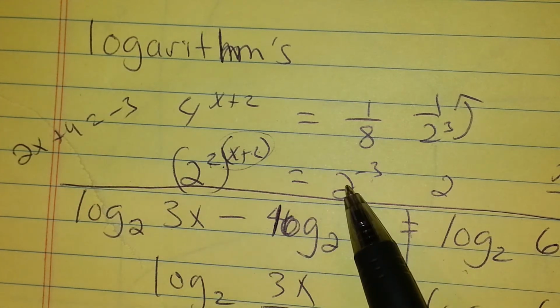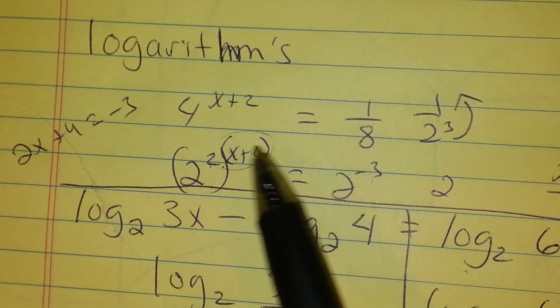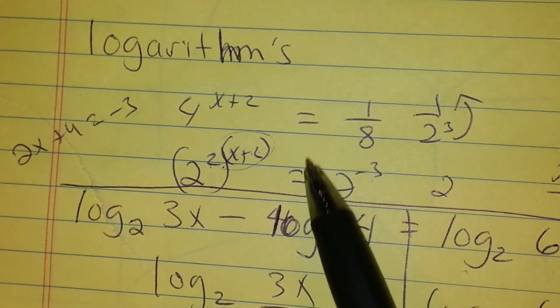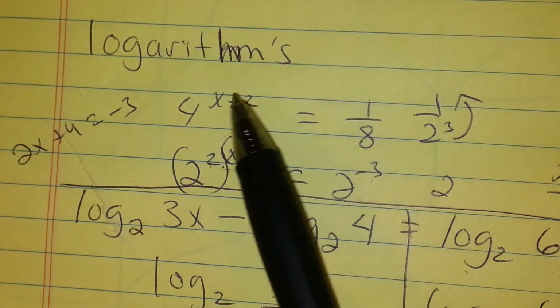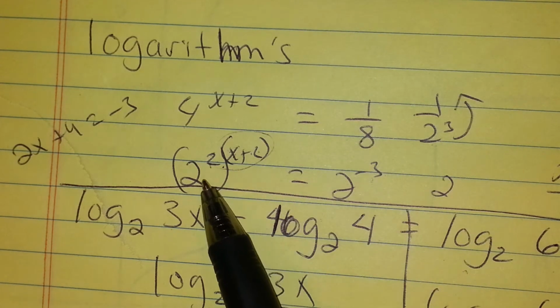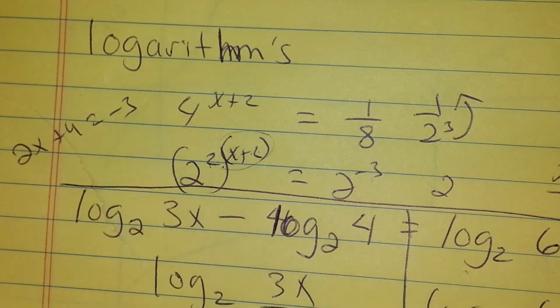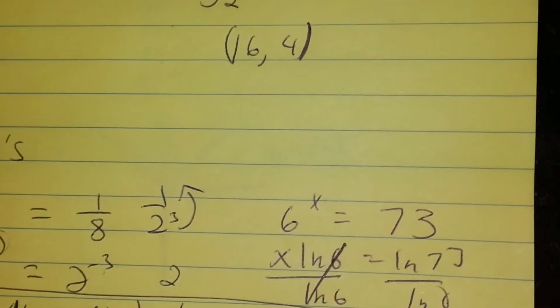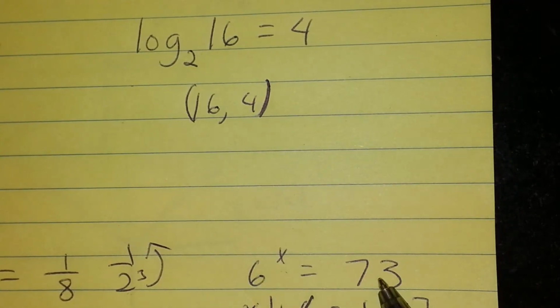Once you get to like bases, the exponents have to equal each other, because these equations have equaled each other. This side and this side have been equal all along. We're just rewriting them to the same base, and once you get a common base, the exponents equal each other, and you solve.